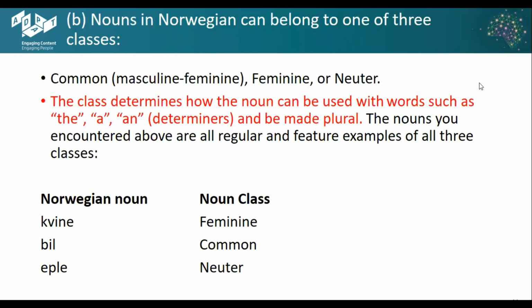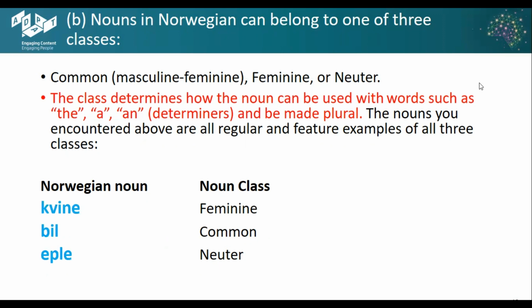The second part of the question is where it tells you that there are 3 classes: common, feminine, and neuter, and that the class determines how the noun can be used with words such as the, a, or an, which we'll call determiners, or how the word can be made plural. The nouns you've been given so far in the sentences are all regular, as are the ones below, and they tell you that you've got these 3 nouns, kvina, bil, and epil, and which class they belong to.